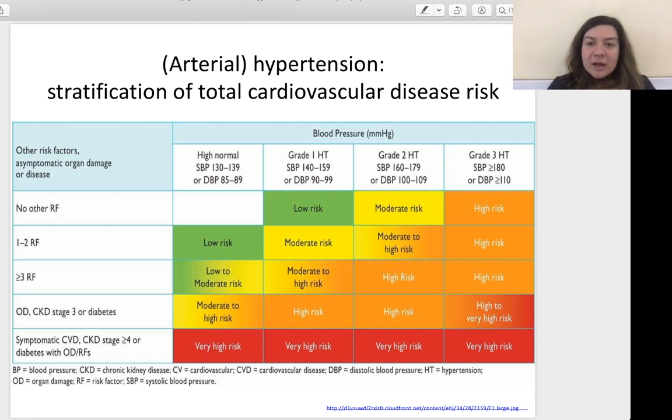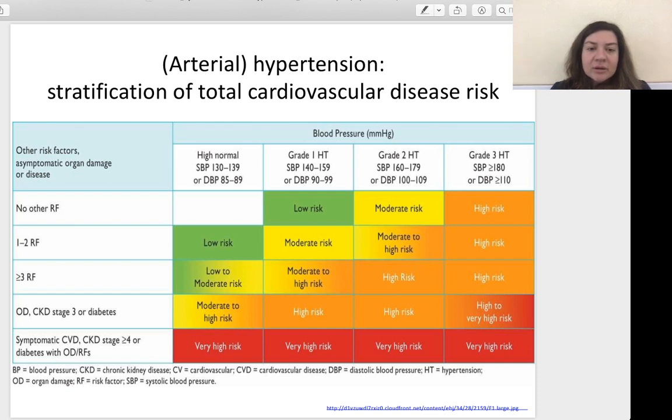Okay, how does it look? Here you see the table with stratification of total cardiovascular risk. It is how we determine the cardiovascular risk for a patient with hypertension. It is a very important classification, even in your diagnosis, in your case histories.